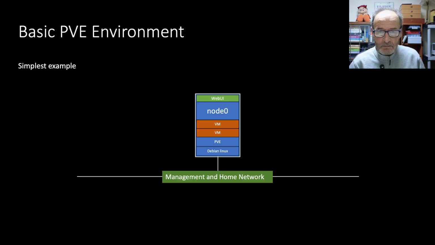In this example, we've got an extremely simple setup: a single machine running the Proxmox virtual environment, with a couple of VMs running on it. The storage that it's using is local to that node. So this is a very simple example of what you might see.